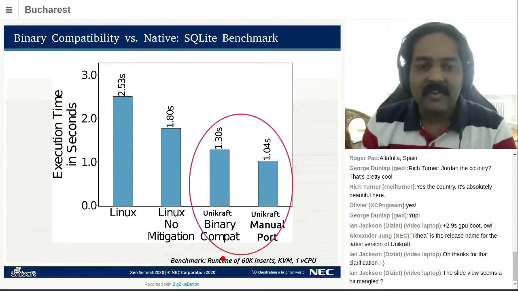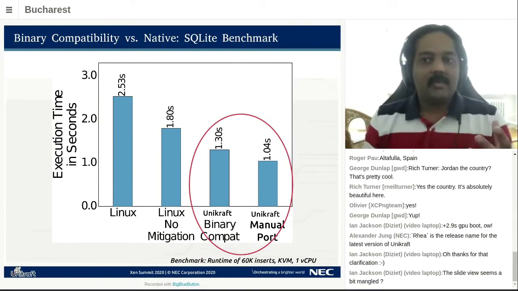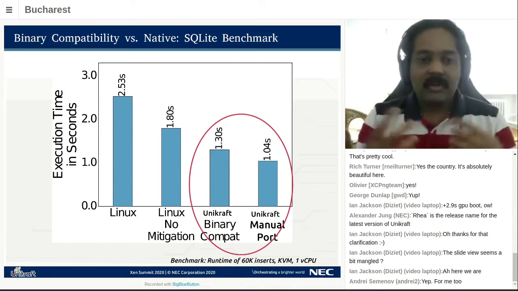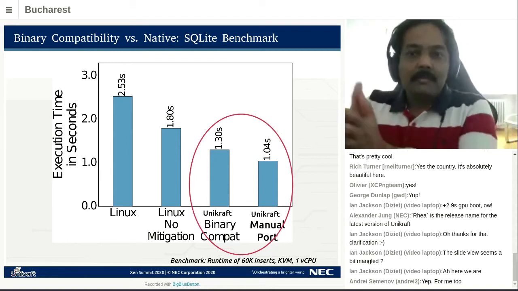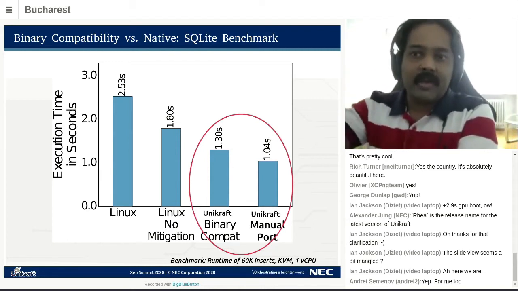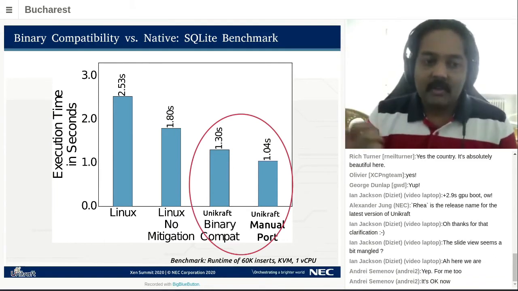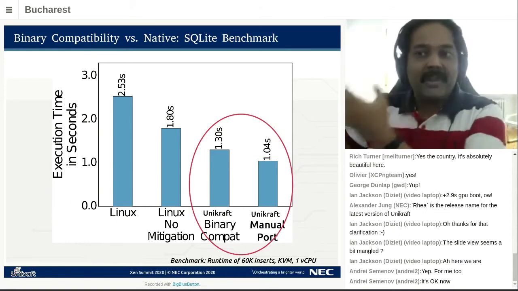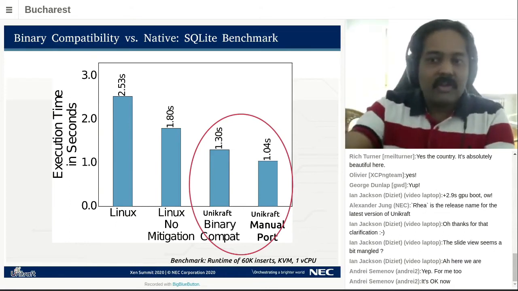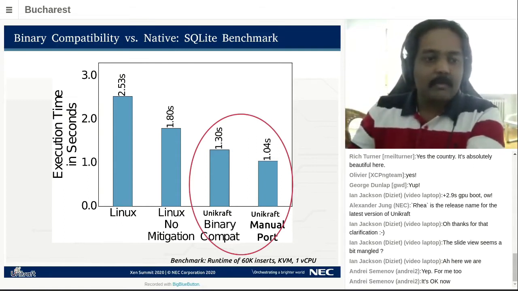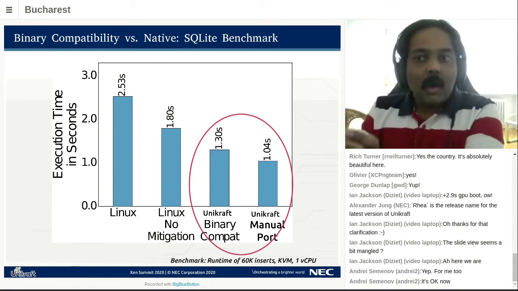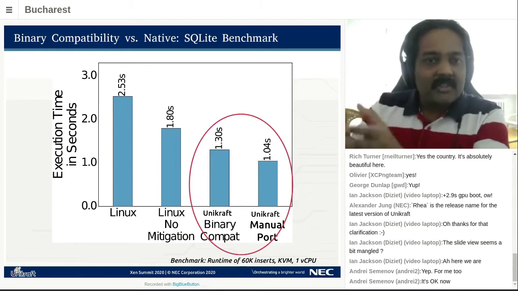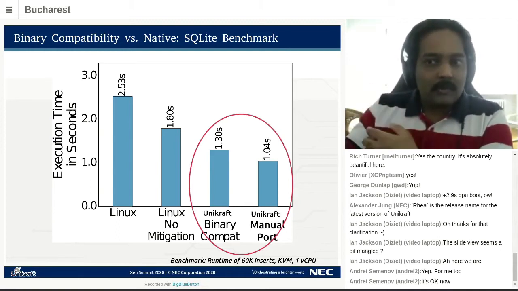And to measure that, we did some performance measurements. What we did here was run Unikraft with SQLite and compare it with running the SQLite benchmark on Linux. The benchmark runs 60K inserts, and we looked at how well we perform. In terms of performance, we were able to better the performance of Linux. And if you compare the last two graphs, which are the manual porting versus the binary compatible porting, we perform much better with manual porting, because of the interactions involved with the binary compatible mode. With this one, we were able to achieve about 1.3 seconds to complete this benchmark.